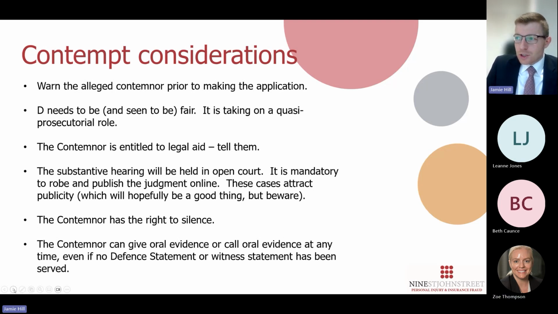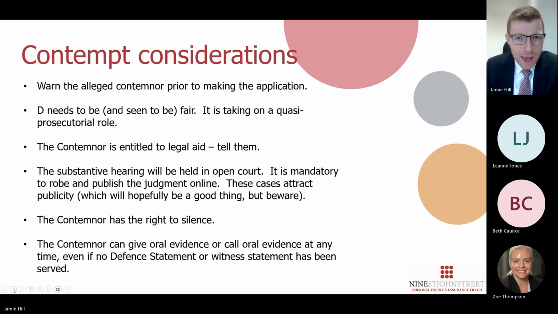Now, dealing with some considerations when thinking about bringing applications for contempt of court. Firstly, warn the alleged contemnor prior to making the application. That is an important part of these applications. I've mentioned it being the criminal standard of proof. A defendant insurer in these types of cases is effectively taking on the role of a prosecutor in a criminal case, and therefore the way the application is approached and the way it's presented in court has to be, and be seen to be, absolutely fair.